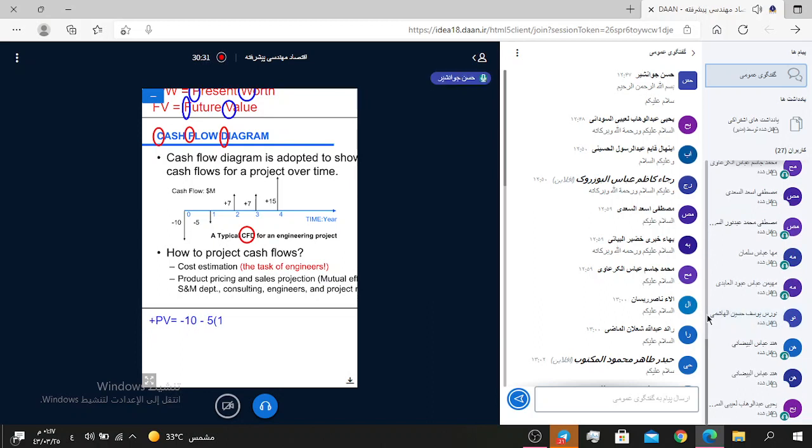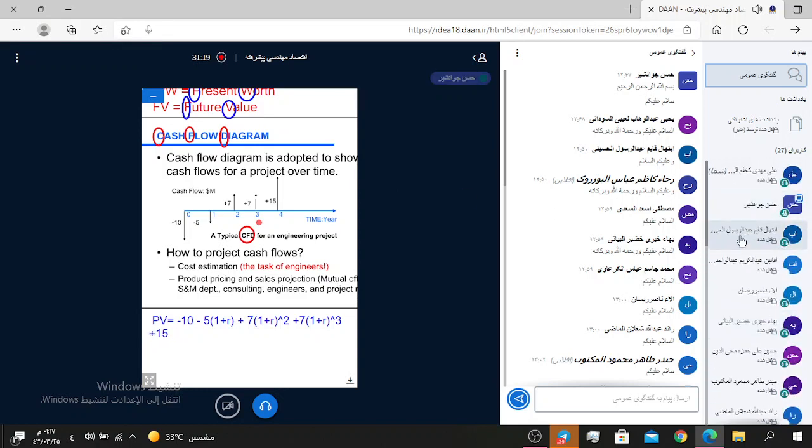in (1 plus I or R), plus 7 in (1 plus R) at 2, plus 7 in (1 plus R) at 3, plus 15 in (1 plus R) at 4.